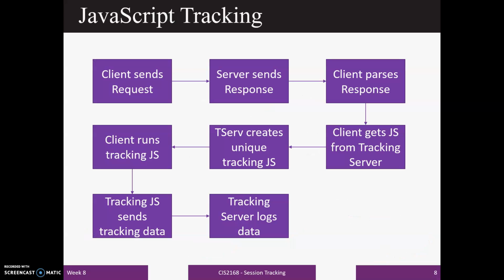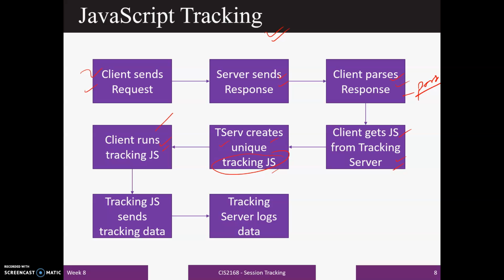Lastly, I have given the block diagram for JavaScript tracking. The client sends the request, the server sends the response. So the request will come from the user, visitor or the client. Then the server will send the response to the client. When the server sends the response to the client, the client parses the response. Parsing the response is nothing but using the parser for the file. Then the client gets JavaScript from the tracking server. Then the tracking server creates a unique tracking JavaScript file. Then the client runs the tracking JavaScript file.